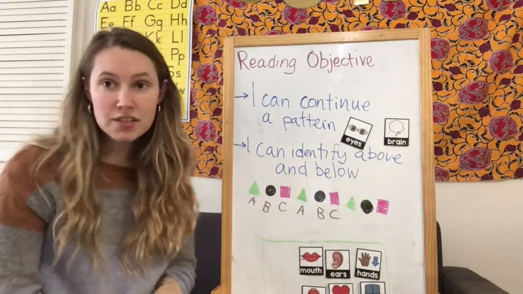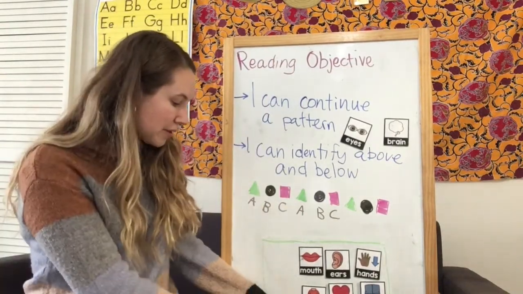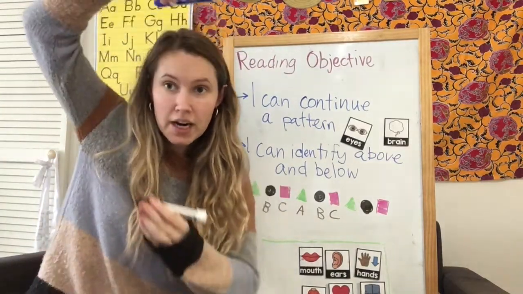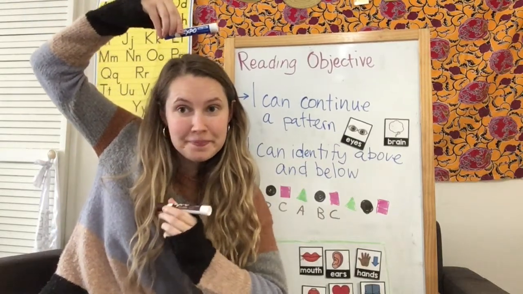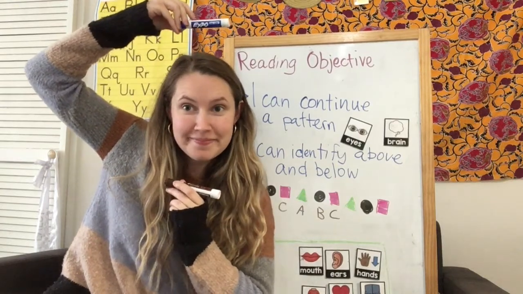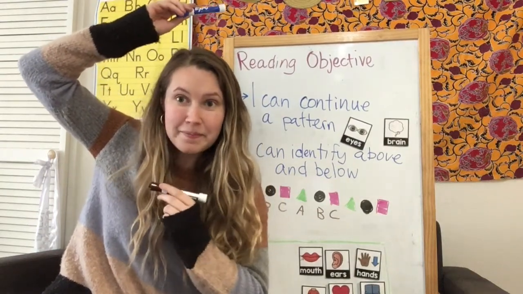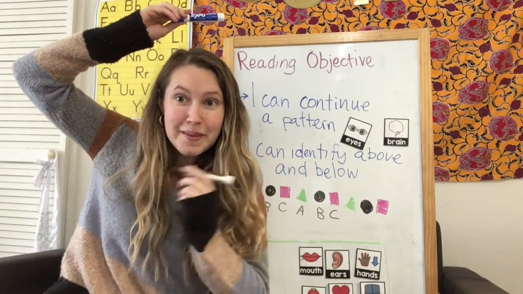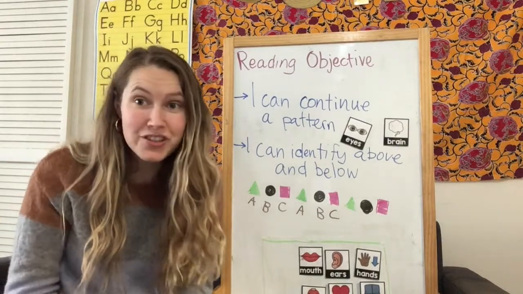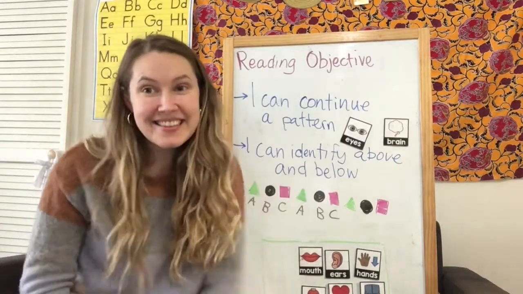Our next objective is going to be looking at above and below. So what I'm going to do right now is show you some markers. Which marker is above my head? The blue marker or the brown marker? Which is above my head? The blue marker, very good. And which is below my head? The brown marker, very good. So we're going to be looking today at some pictures and seeing what we can see above and what we can see below. So we're going to head to the screen to do that now.